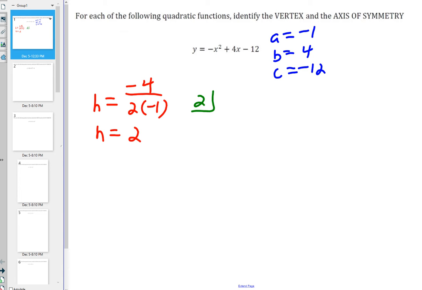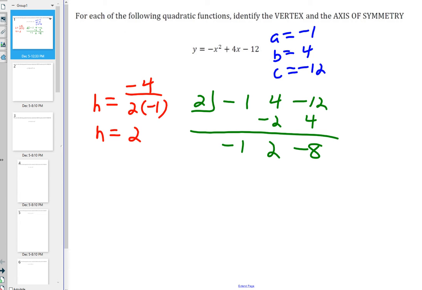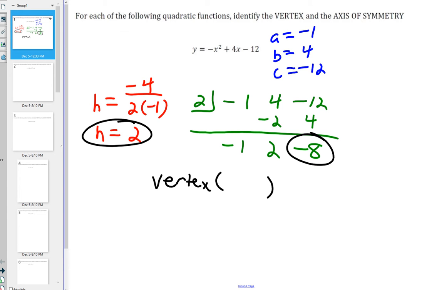So we got 2, then a -1, then a 4, then a -12. Drop the -1, multiply -2, 2 multiply 4, -8. So here is H, here is K. Where is my vertex going to be at? It is going to be at 2, -8. And then the second part, which is asking you about the axis, what is the equation of the axis of symmetry? X equals 2. You gotta start with x equals, because the x equals is what makes it vertical.